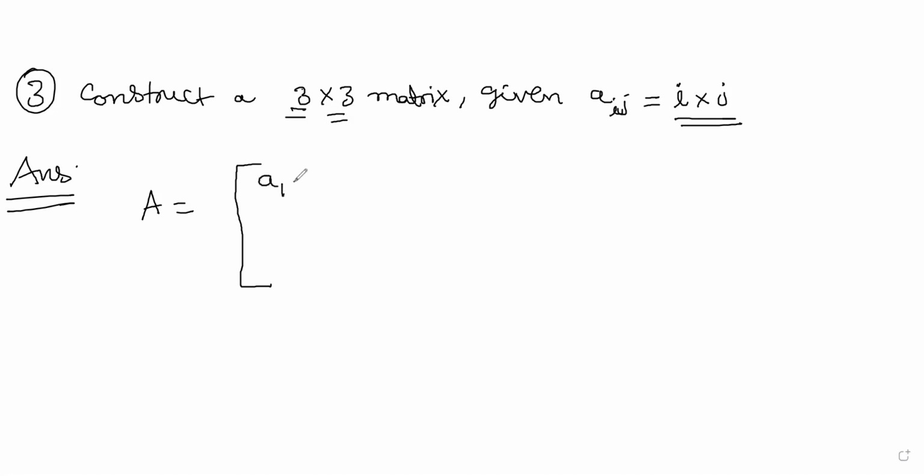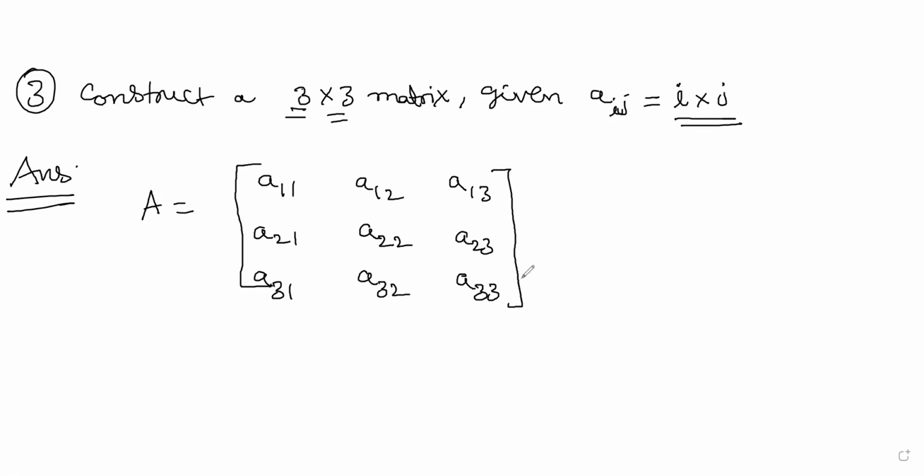A11, A12, A13. Very good. Next. A21, A22, A23. Very good. Next. A31, A32, A33. Very good. Now construct the matrix where Aij is i into j.